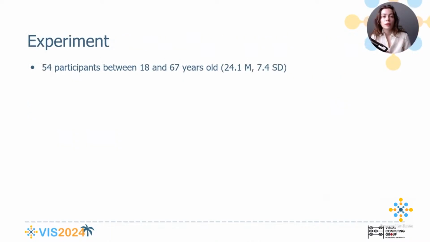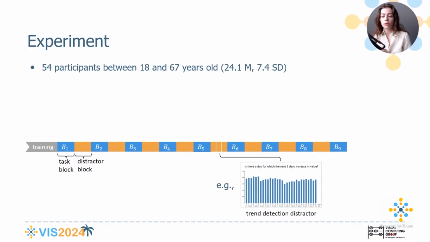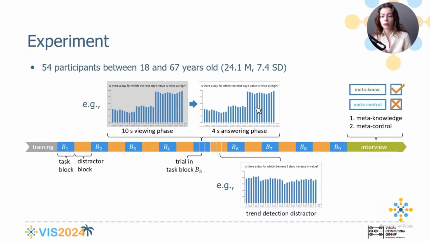We tested our instrument and the influence of metacognitive processes on visual reasoning in an experiment with 54 participants. After a brief training, each participant completed 9 task blocks, interleaved with 8 distractor blocks. An example of a distractor would be a non-deceptive trend detection task. And each block consists of 3 trials of the deceptive bar chart task. After completing all blocks, the participant answers the 2 items of our instrument in an interview.